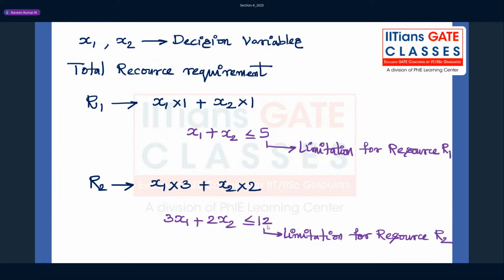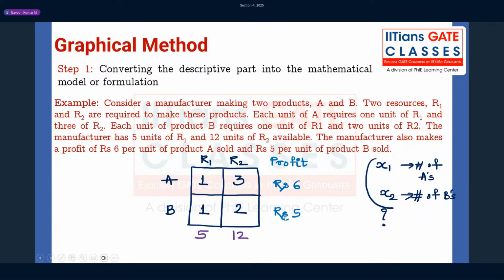Now, what is the objective? The objective is to maximize the profit. Okay? So if you are producing X1 A's, 6X1 will be your profit on A. 5 into X2 will be your profit on B. The total profit will be 6X1 plus 5X2. And that is your objective function.